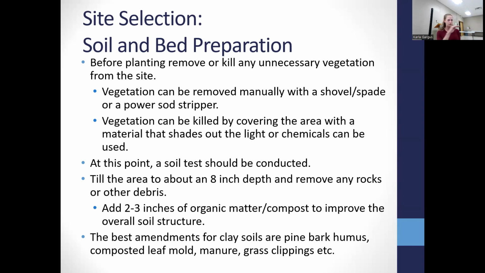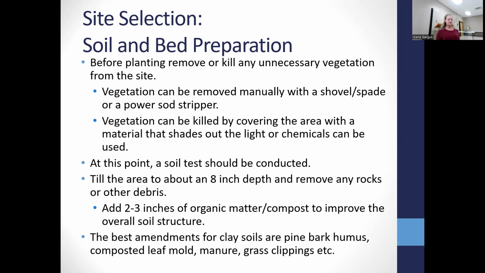And remember, we talked about weed and feeds being a no-no, because you're probably not applying the right thing at the right time, and you don't know how much nutrients your soil needs and how much you're actually putting out. So stay away from the weed and feeds. Usually you till the area down to about an 8-inch depth, rake it, remove any rocks or debris to make it a level surface, then add 2 or 3 inches of organic matter and lightly till that in again. That's going to improve the overall soil structure.